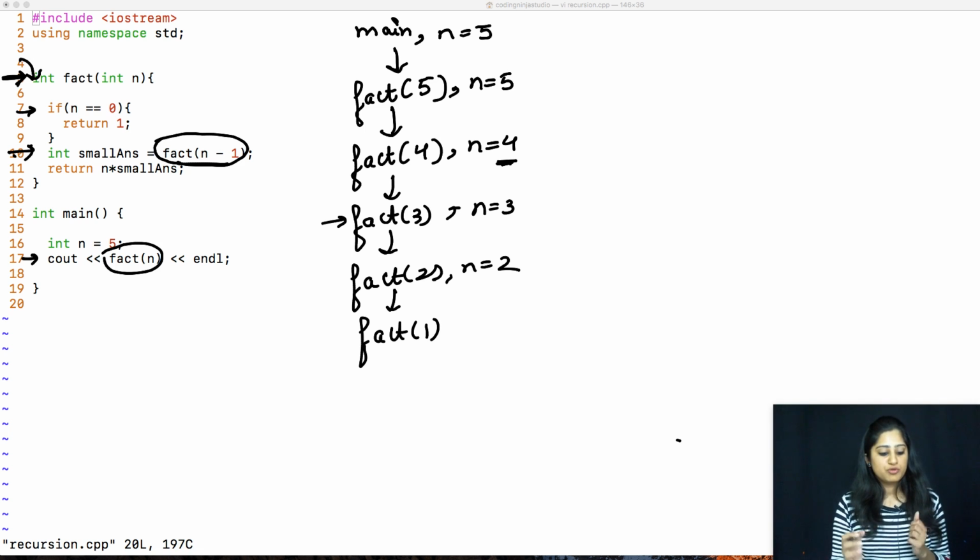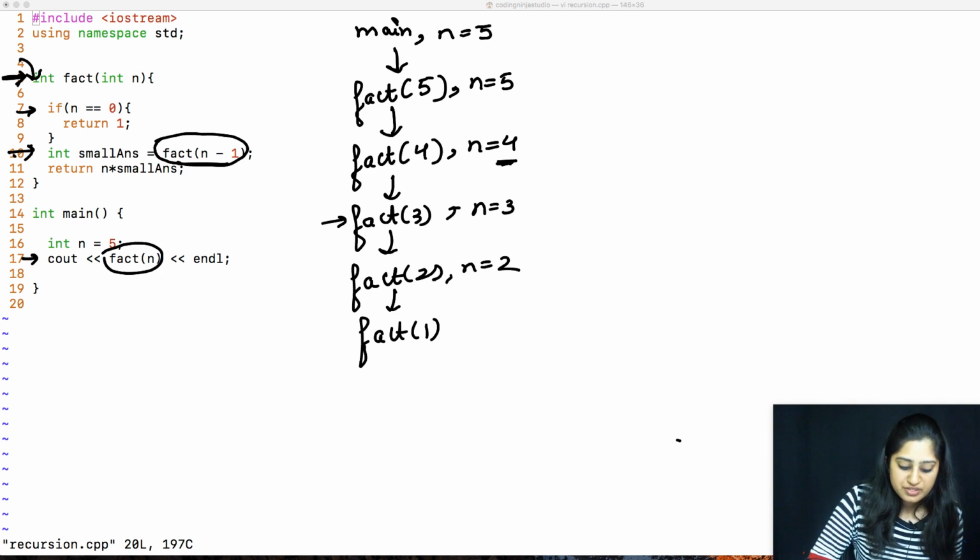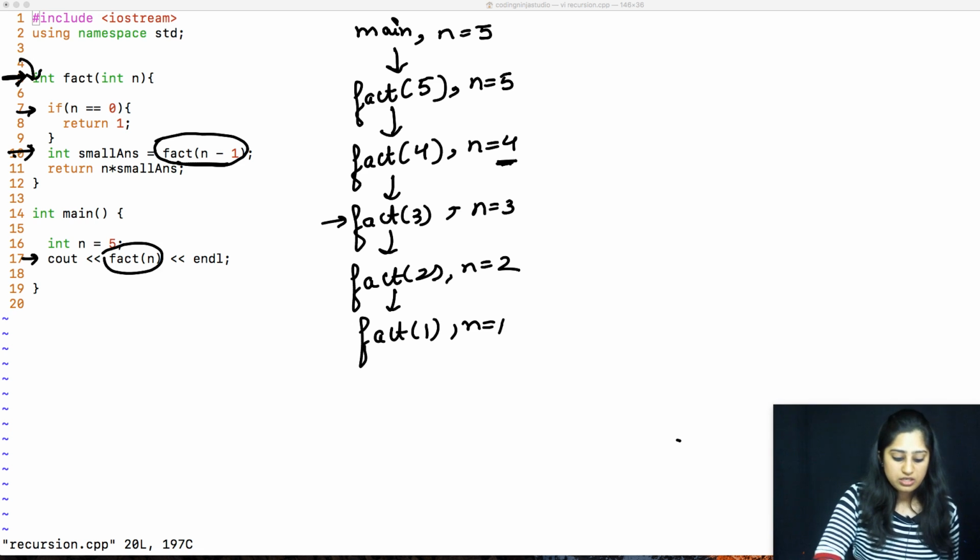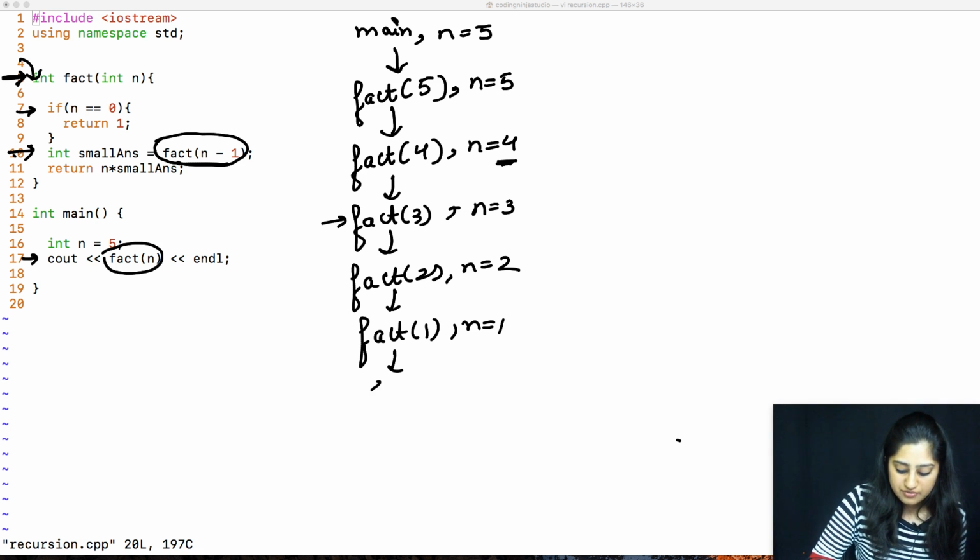I hope all of you are clear with the concepts of functions. Whenever one function calls another function, the execution for the calling function stops there and we directly move on to the function that is called. Okay, so we were in factorial 1 with n equal to 1. Now 1 is not equal to 0. We will come up and make a call to factorial of 0.